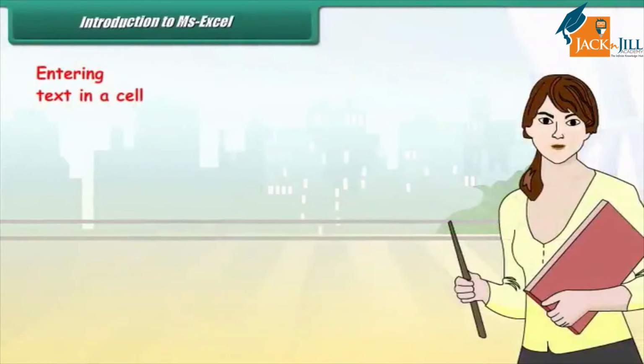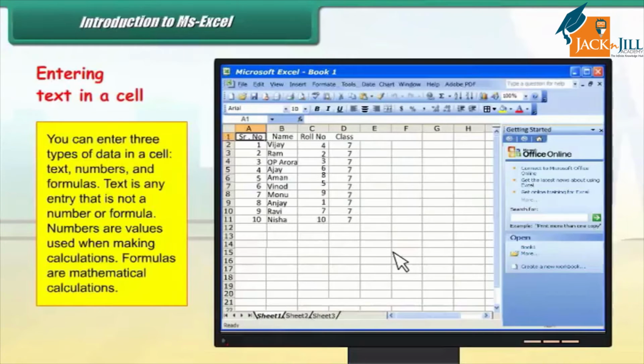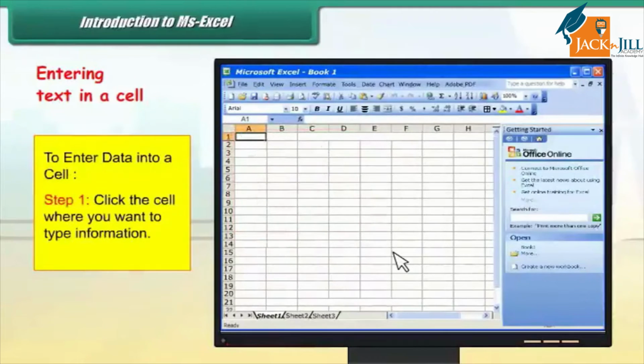Entering text in a cell. You can enter 3 types of data in a cell: text, numbers and formulas. Text is any entry that is not a number or formula. Numbers are values used when making calculations. Formulas are mathematical calculations. To enter data into a cell, follow the steps given below.